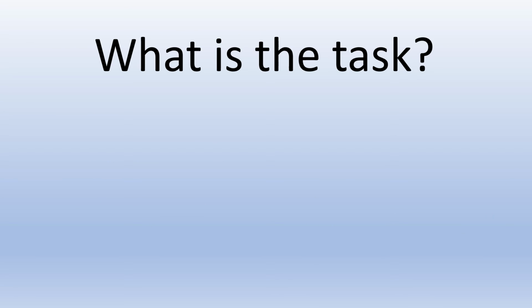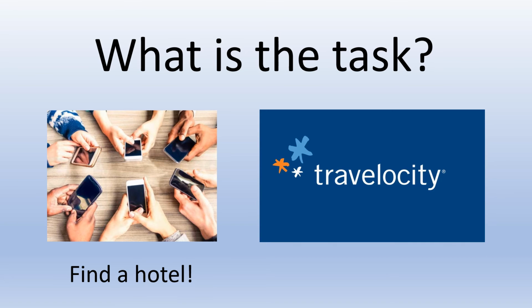The first question I need to address is, what is the task? In this lesson, the students will collaborate in small groups using the smartphone app Travelocity to find a hotel in a foreign city where they would like to travel. Travelocity is an English language online travel agency. It was chosen for this lesson because it is available in China and it does not need to be downloaded or installed. It is easily accessible through any web browser on a smartphone.